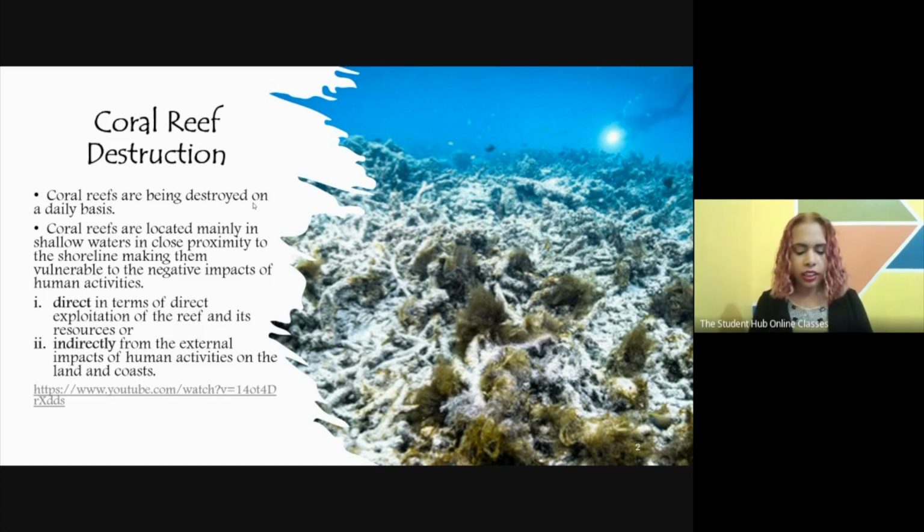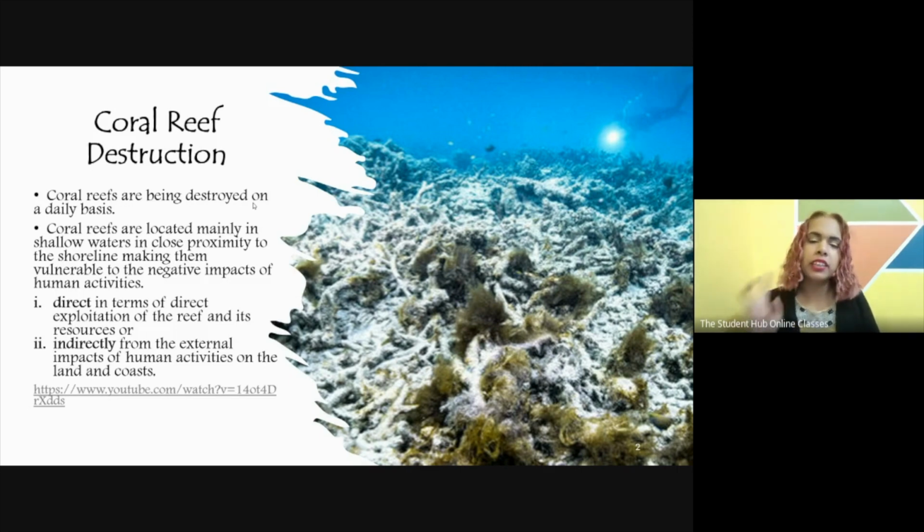And basically, remember, or if you don't know, coral reefs you can only find in shallow waters. When it gets too deep, it affects their ability to get sunlight and thrive in those cold waters, right? So because they're located so close to the shoreline and the water is so shallow, they are affected a lot by all of these activities that we engage in as humans.